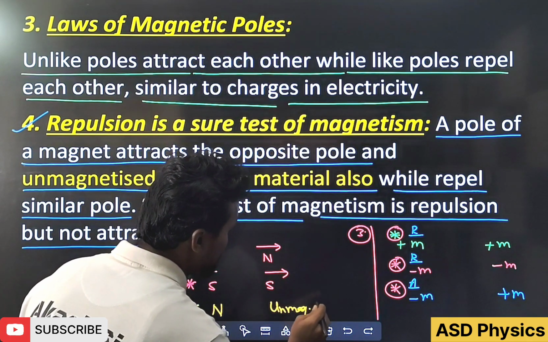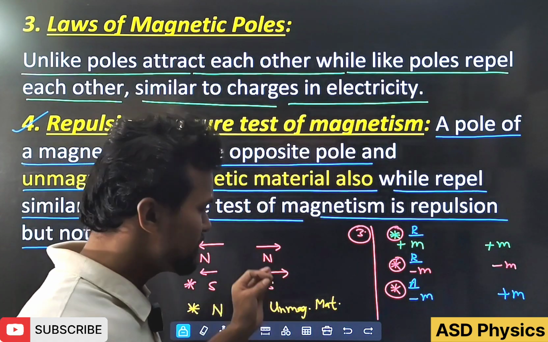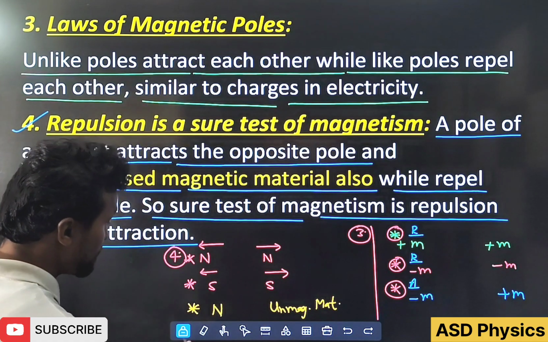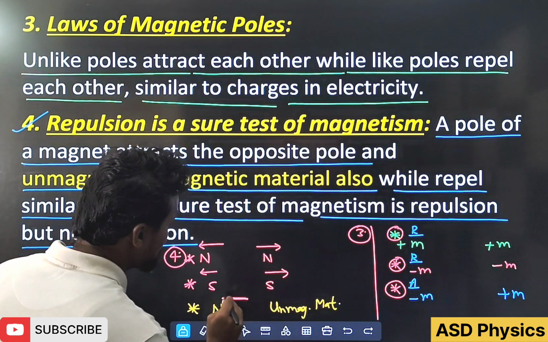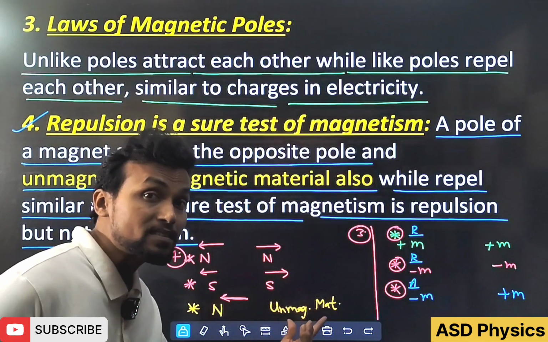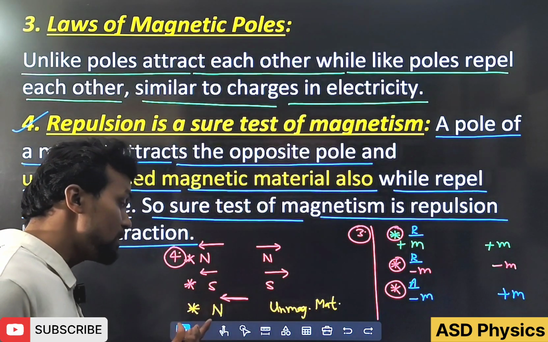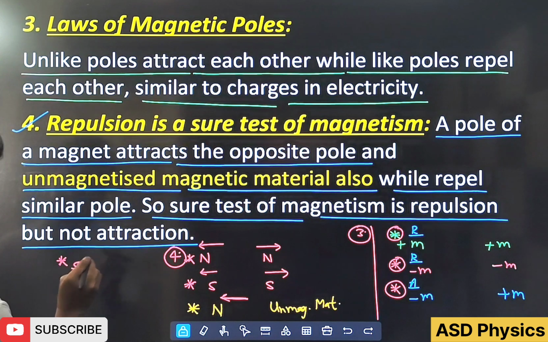Which one? Unmagnetized material, no? Not having any kind of magnetic related property. But here also, attraction may happen. So you can see very well, even unmagnetized material can be attracted towards the north pole, depending upon the situation.